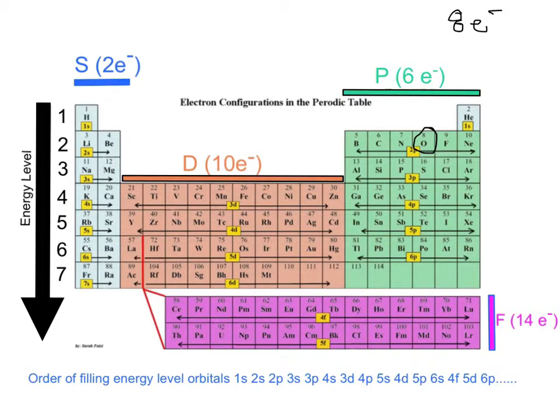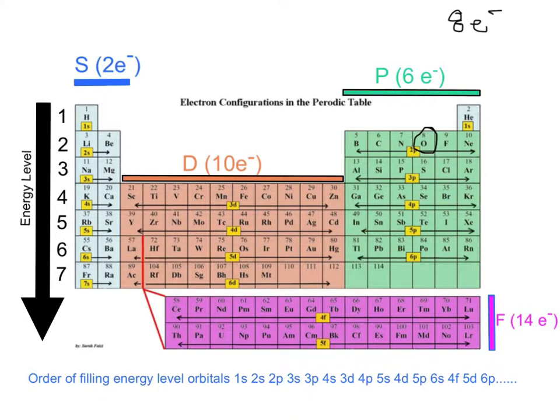So let's write it out first, right? First of all, let's count. Oxygen is in the second energy level, so we should have electrons in the second energy level. We're going to fill the first energy level completely because there's only 2 electrons in there.